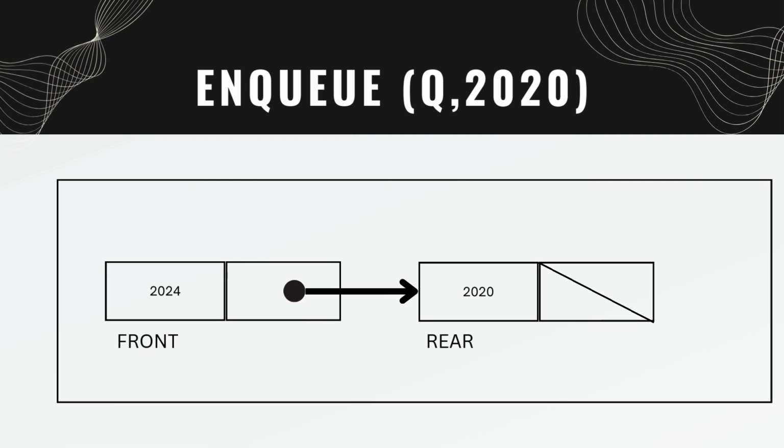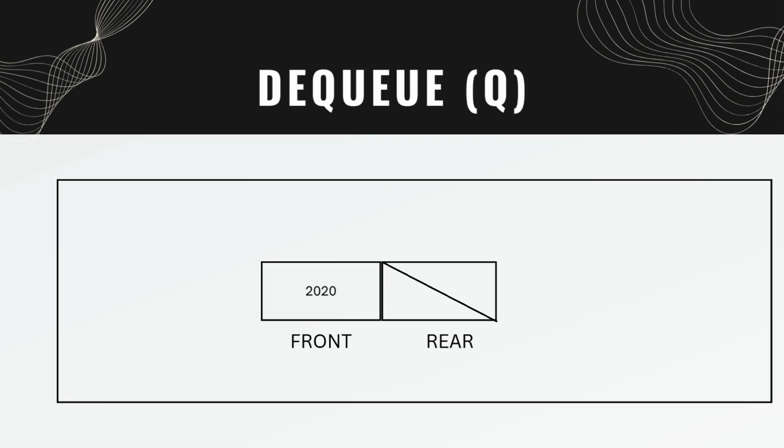So insert 2020 continued by the point in the middle. As you see, the middle point is continuing with the arrow to show the inserted value, which is 2020.